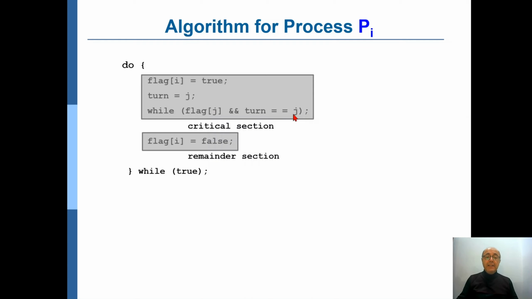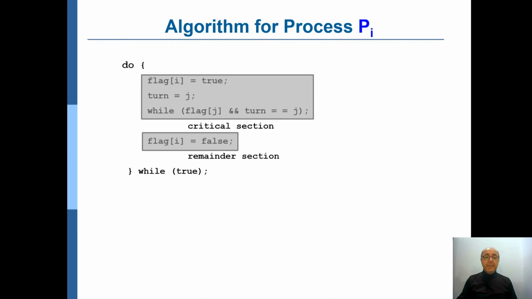Until when? Until P0 completes its critical section and lowers its flag. When it lowers its flag, from the point of view of P1, flag 0 is now false, independent of what the turn is. Now P1 can enter its critical section. When it is done, it will also lower its flag.